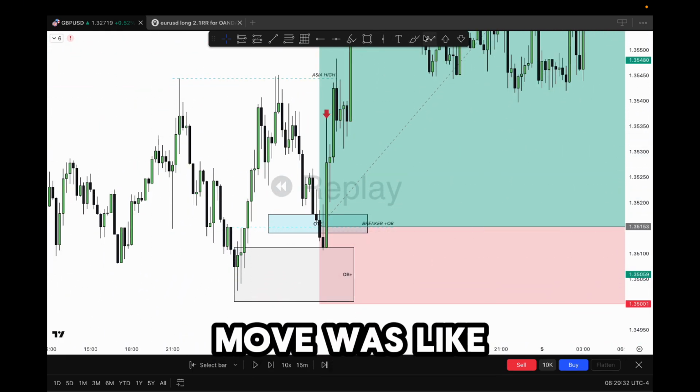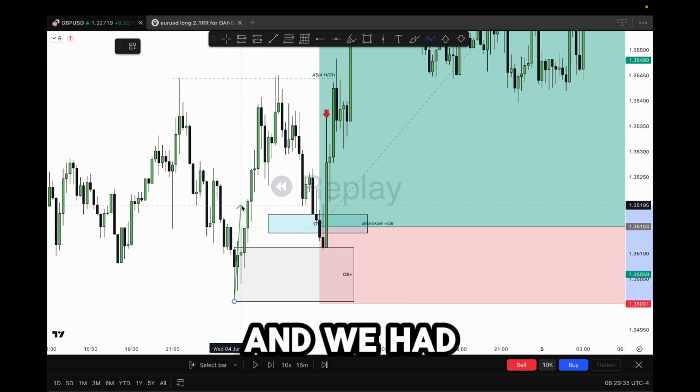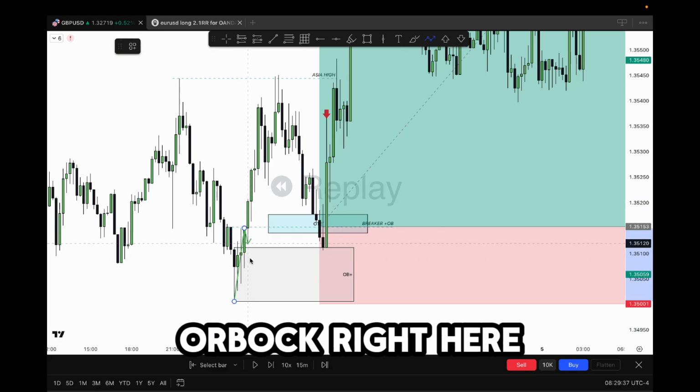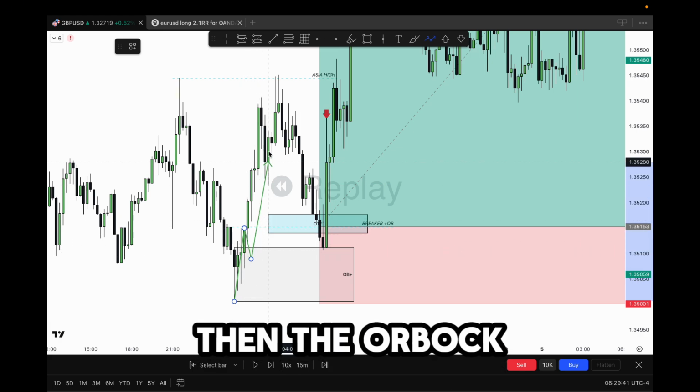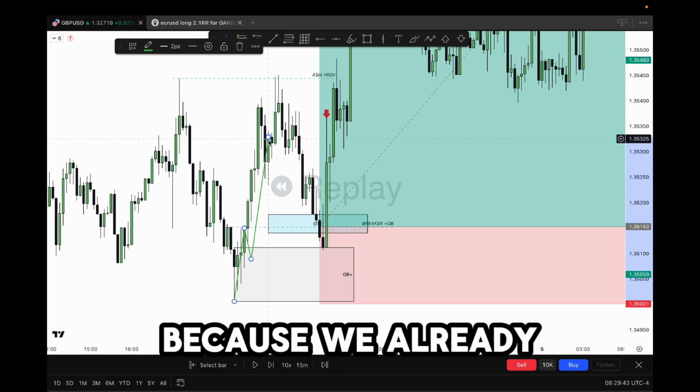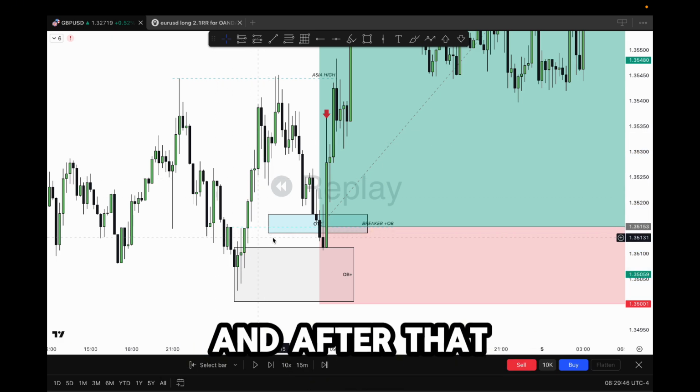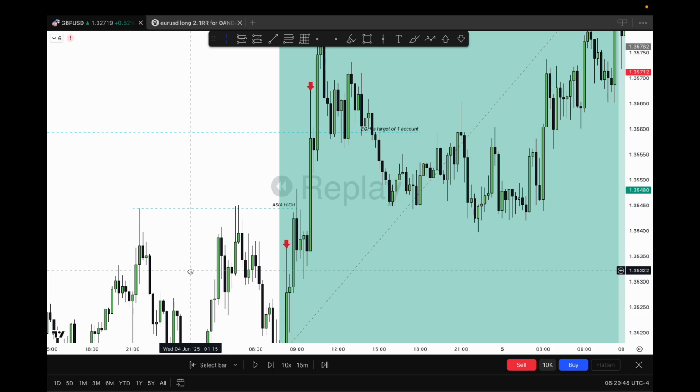If the move was something like this, and we came back to the order block right here and wicked inside it, because you see the wick right here, it never touched it, then the order block would be less high probable because we already mitigated it. But it never did, and after that we made a beautiful move up.